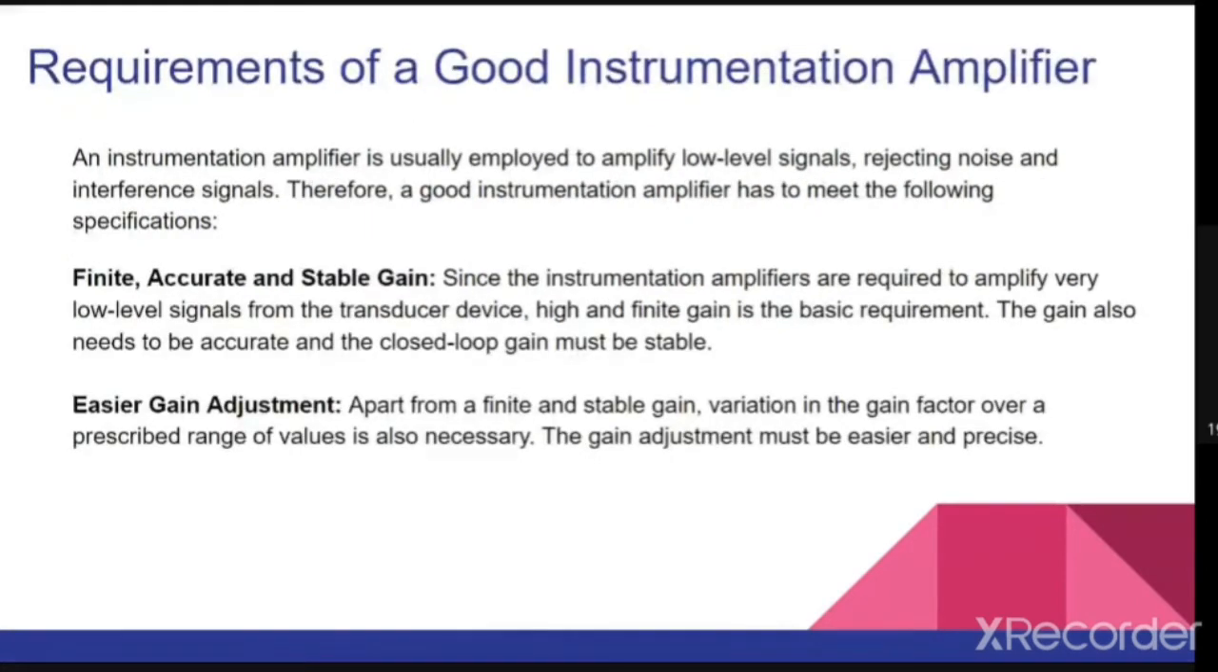And the next one is requirements of a good instrumentation amplifier. An instrumentation amplifier is known for measuring small signals in the presence of a noisy environment. And some of the requirements have been listed below. The first one is finite, accurate, stable gain. The instrumentation amplifier is intended for precise low-level signal amplification where high input resistance, low noise and accurate closed-loop gain are required. The next one is easier gain adjustment. Variation in the gain factor over a prescribed range of values is also necessary.